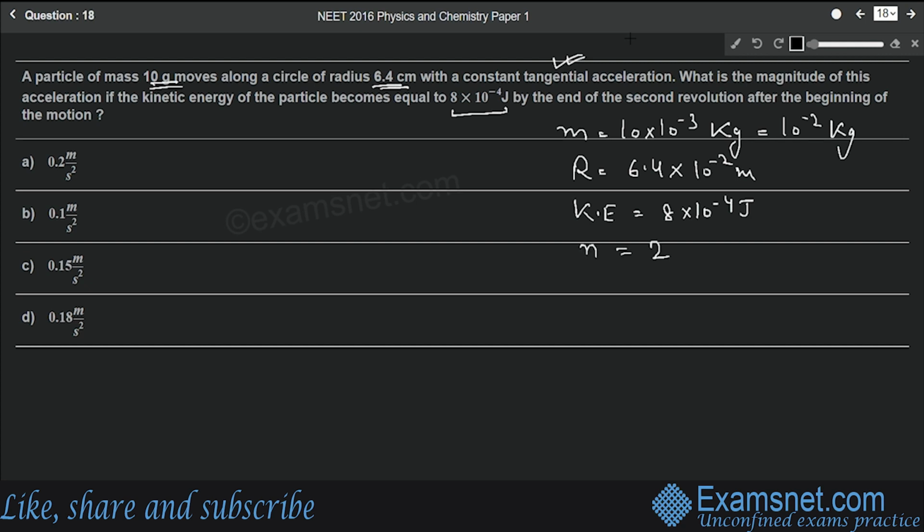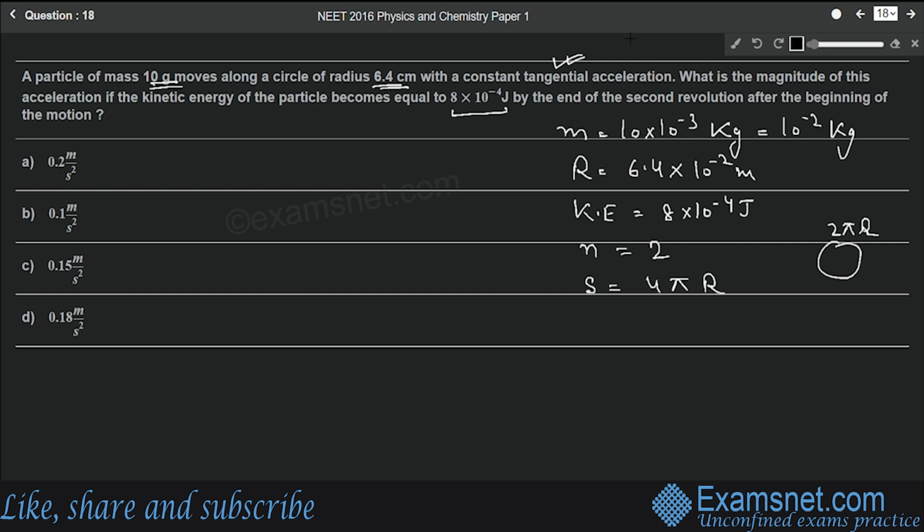What will be the total distance traveled? See, we know that for one revolution the total distance traveled will be 2 pi r. Okay, 2 pi r for one revolution. So for two revolutions it will be 4 pi r. We are using capital R for radius, right?